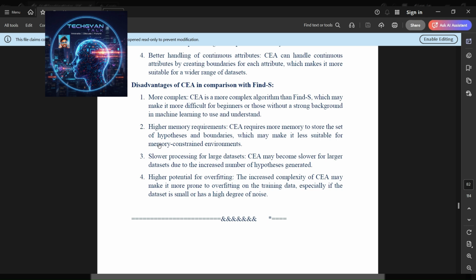Slower processing for large datasets: CEA may become slower for larger datasets due to the increased number of hypotheses generated. Higher potential for overfitting: the increased complexity of CEA may make it more prone to overfitting on the training data, especially if the dataset is small or has a high degree of noise.